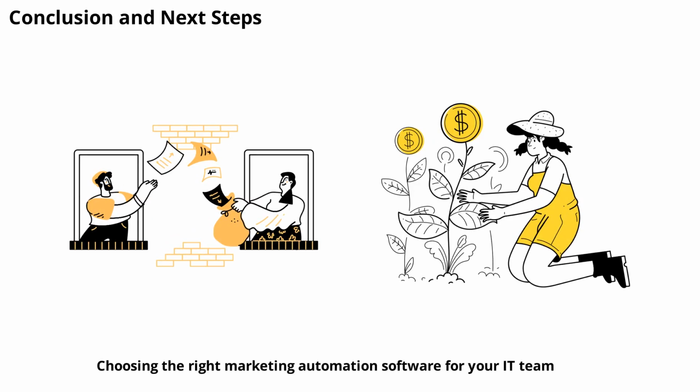Choosing the right marketing automation software for your IT team is a multi-step process that requires careful planning and collaboration. By following this comprehensive checklist, you can confidently select a solution that meets your technical, business, and security needs. Remember, the right platform will empower your team to work smarter, drive better results, and support your organization's growth for years to come.